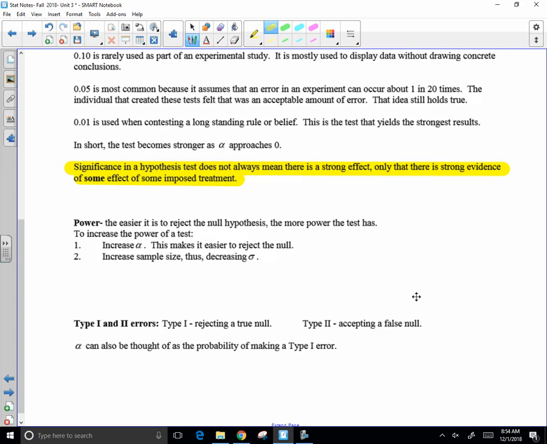If I want to increase the power of a test, I can increase alpha, that makes it easier to reject the null. That's not meaningful yet. We'll get to that in a few minutes. Or increase the sample size, thus decreasing sigma.